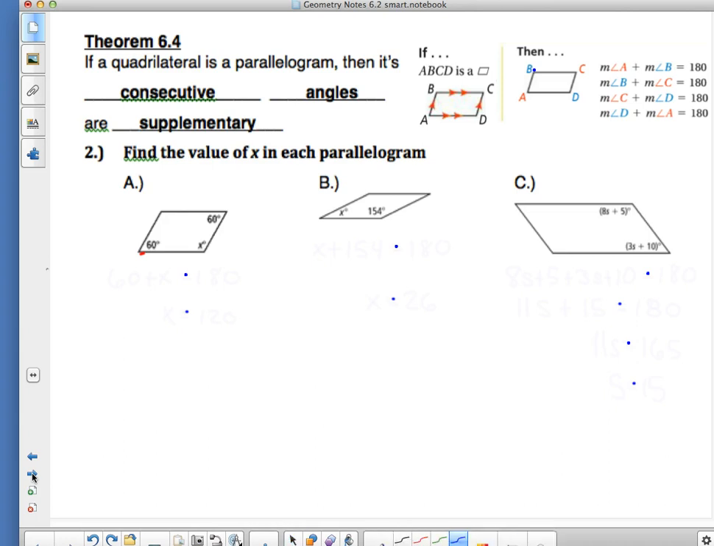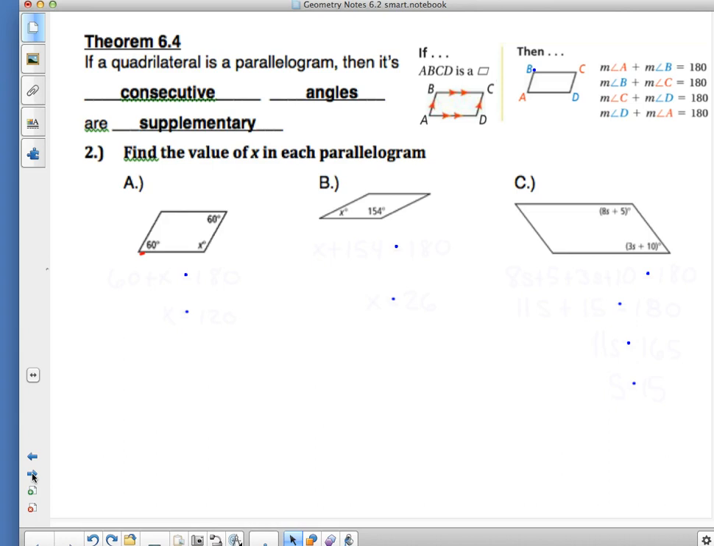Now, I've got A and B can be added together to be 180, B and C, C and D, D and A. All those combinations add together to be 180 degrees because opposite sides of a parallelogram are parallel. And then the ones that we're not talking about are transversals. Crazy, huh? Okay, so that's where this is coming from. So when we're looking at this, I'm looking at A. What do you think the value of x is?